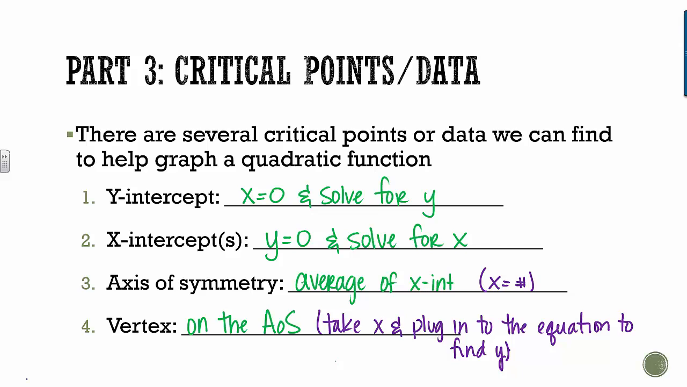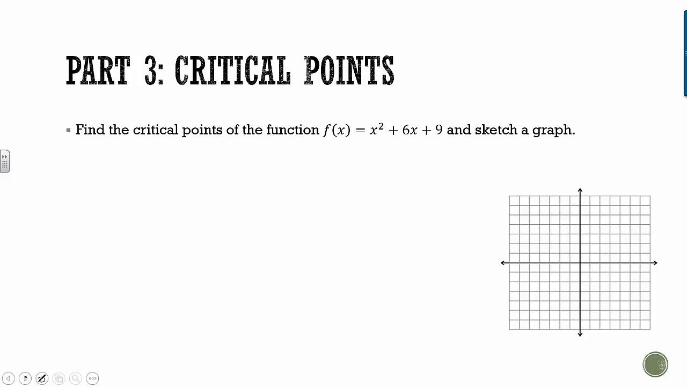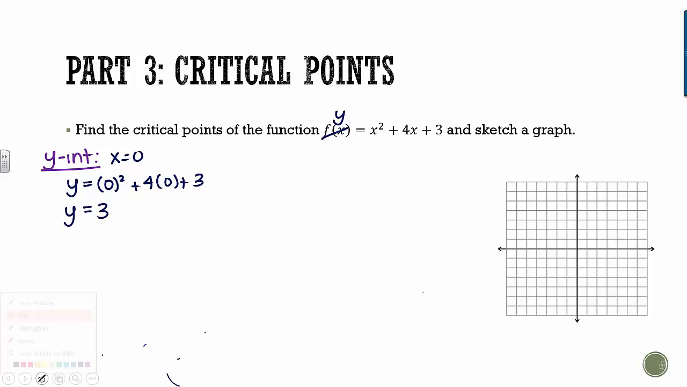So let's do an example. Find the critical points of the function f of x equals x squared plus 4x plus 3 and sketch a graph. So the easiest thing to find is your y-intercept. And remember, your y-intercept is when x equals 0. So all I have to do is plug in x equals 0. So I have, remember, f of x and y are the same thing. You can use them interchangeably. Y equals 0 squared plus 4 times 0 plus 3. Everything disappears except for the 3. So we just made one point here. The y-intercept is at 0, 3.